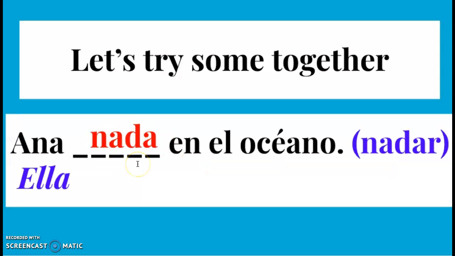Ana nada en el océano. Okay. Now I could also replace the name Ana with ella. Either way, it makes the same sense. This is just a little more specific. Here it's a girl's name and here it's she. But the ending is exactly the same. I get rid of my AR for nadar. I'm left with NAD as my stem, and I put the letter A on the end for Ana. Okay, en el océano.